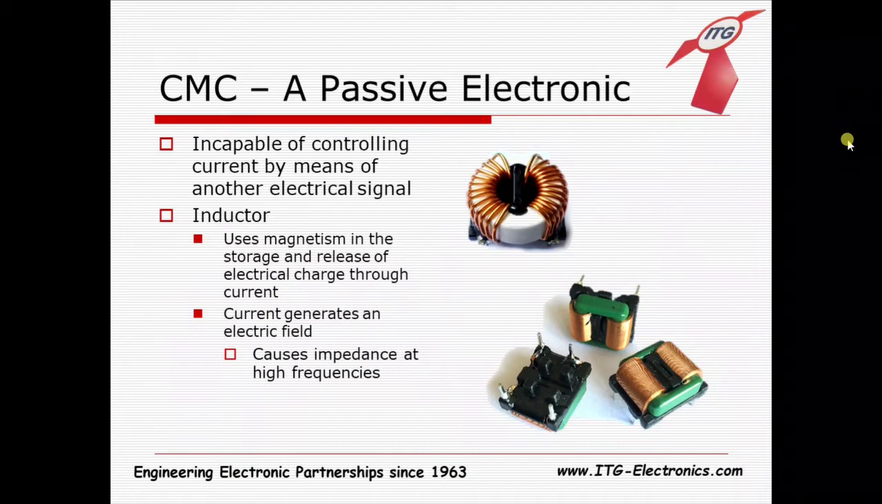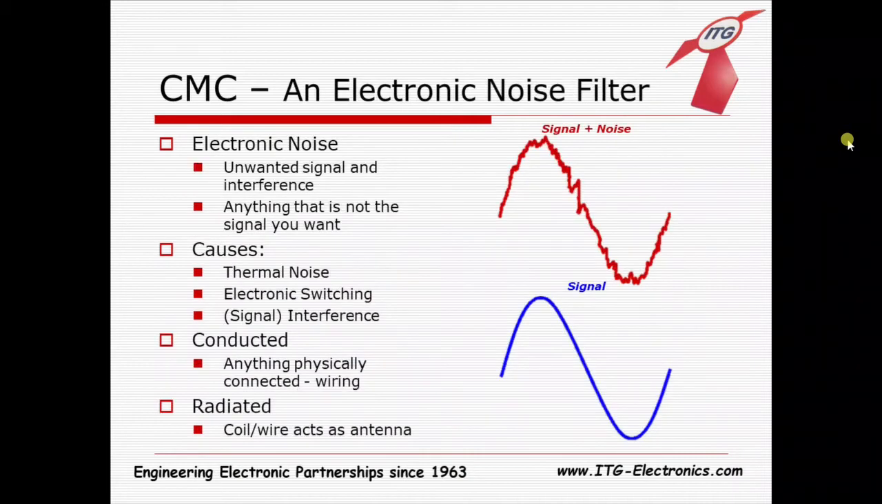And the currents going through it generate a magnetic field, as all currents do in a coil. This causes impedance at high frequencies because this field opposes the change of currents. And so at higher frequencies, you're having that opposition battling with the frequency wanting to change at a very high rate, which leads to a very high impedance.